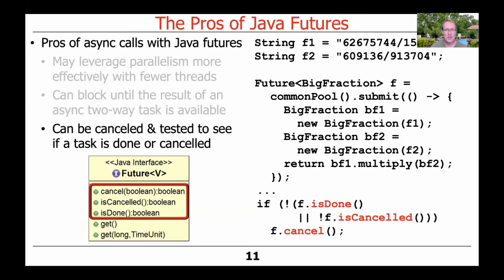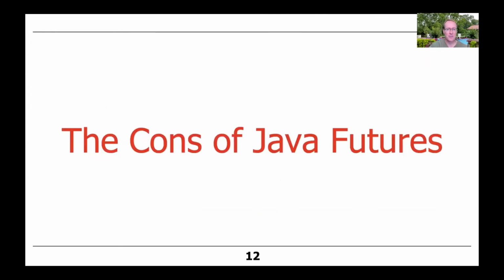Another thing you can do, of course, is check to see if something's done, or check to see if something's canceled. And if you want it to be canceled, you can cancel it. So there's a bunch of different things you can do to control the life cycle of tasks that are submitted to run asynchronously via the future proxy that's returned when you submit the task to run asynchronously.